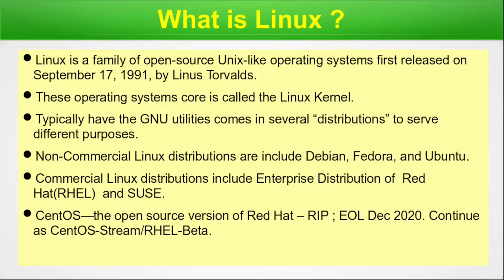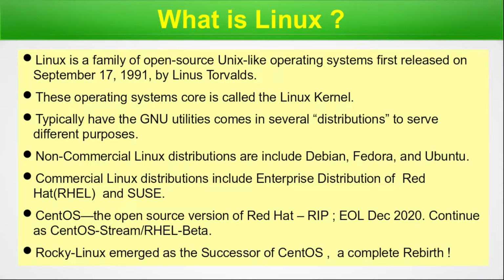CentOS is the open source version of Red Hat. It came to the end of life in December 2020. Yes, last December only. If I had made the video before December 2020, I could have mentioned CentOS as a very good alternative to Red Hat, because it is built on the Red Hat codebase. Now, after the end of life, it will continue as CentOS Stream or RHEL Beta. Whereas Rocky Linux has emerged as a successor of CentOS, a complete rebirth. It's a fork of CentOS, and people who were using CentOS earlier are now moving to Rocky Linux.